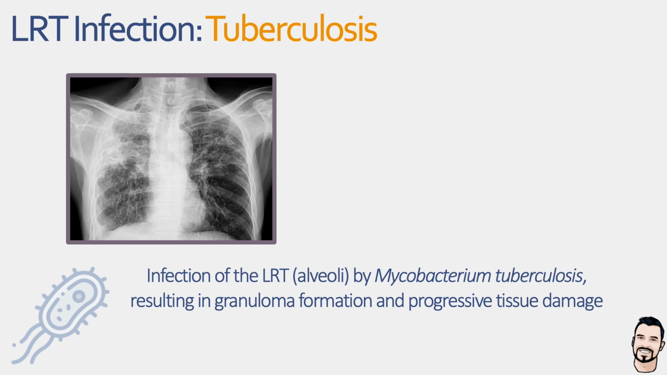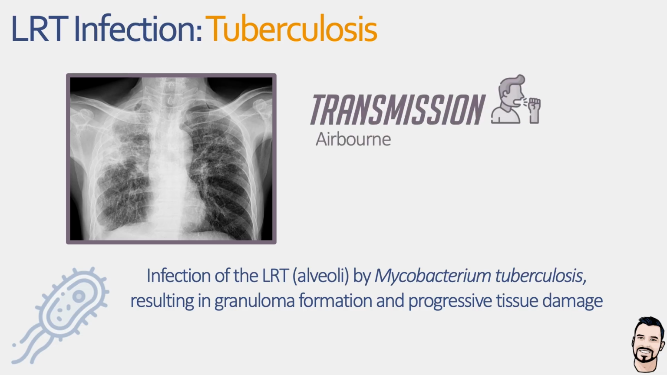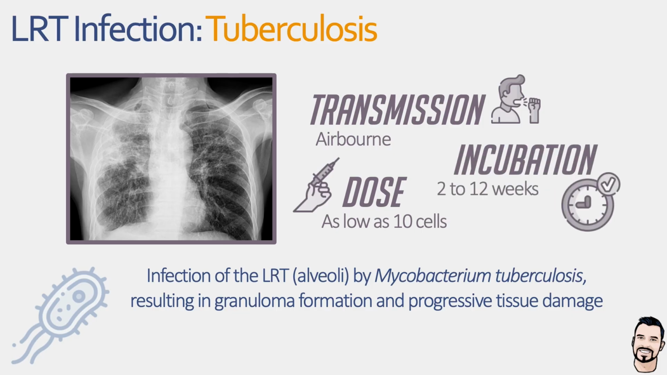Now, infection occurs when small aerosolized droplets are created from an infected host, coughing or speaking. Due to the small particle size created, these droplets enter the lower respiratory tract via airborne transmission and become deposited within the alveoli of the lungs. The infective dose is as low as 10 cells depending on the host, and the incubation period is highly variable from weeks to months, and this is linked to the slow-growing nature of Mycobacterium tuberculosis.